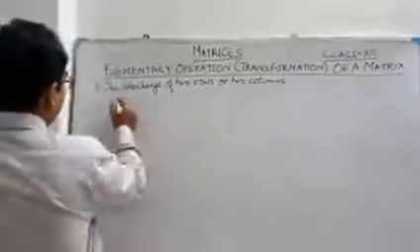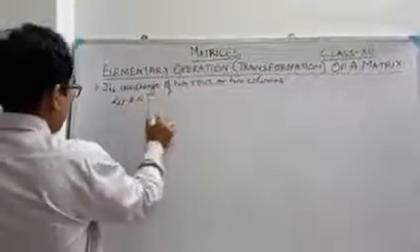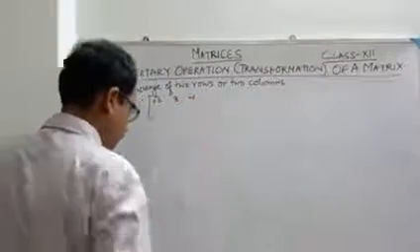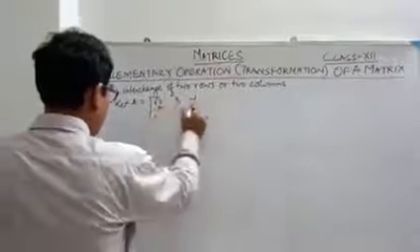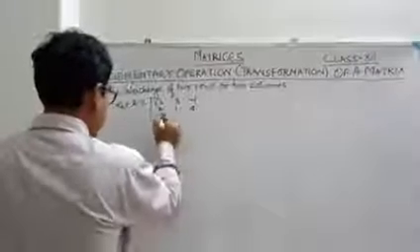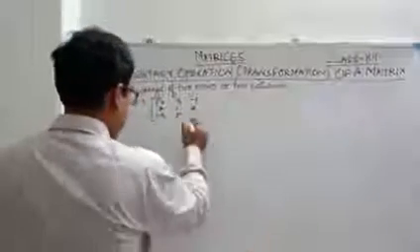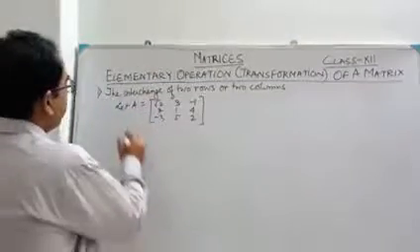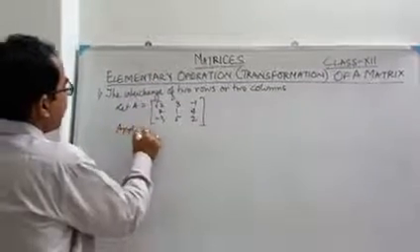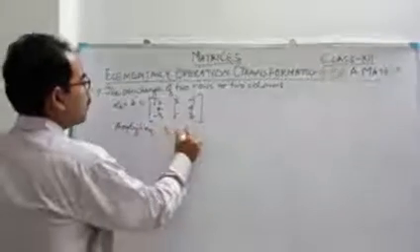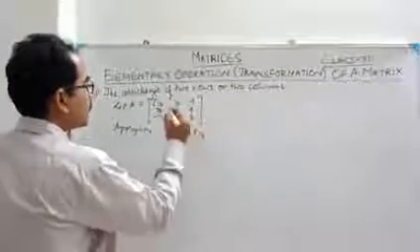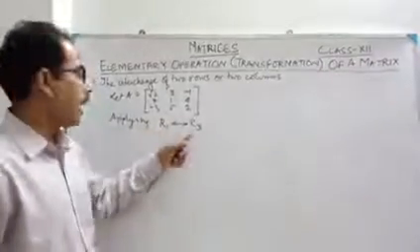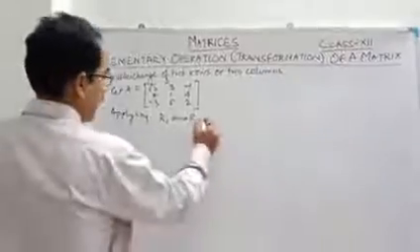Suppose for example I am taking, let A equal to, randomly I am taking any matrix, suppose root 2, 3, minus 1, 7, 1, 4, and next minus 3, 5, 2. Okay, now applying over this matrix, R1 to R3, suppose. That means what this symbol means, that means R1 goes to R3 and R3 goes to R1.